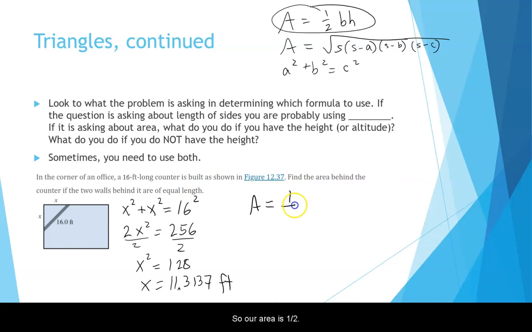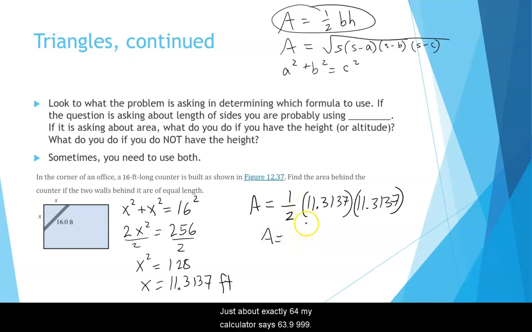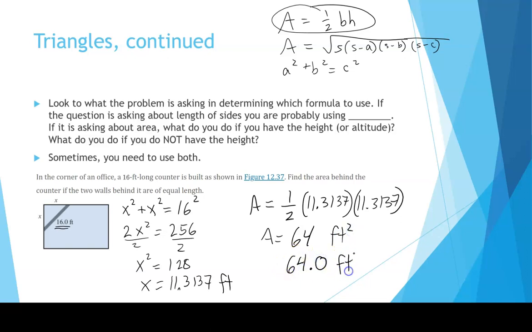So our area is 1/2 times 11.3137 times 11.3137. I ended up with just about exactly 64. My calculator says 63.9999. I'm rounding that to 64. Since we're dealing with 3 significant figures, our answer should also have 3 significant figures. So I'm not going to leave this as 64 feet squared. My answer technically is 64.0 feet squared.